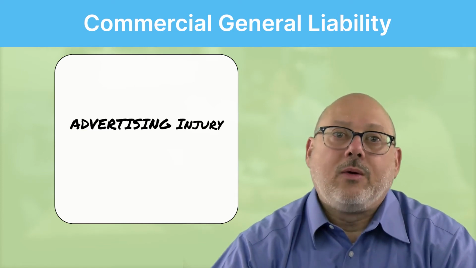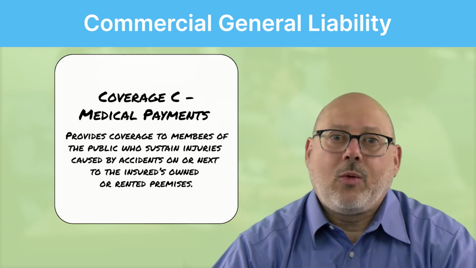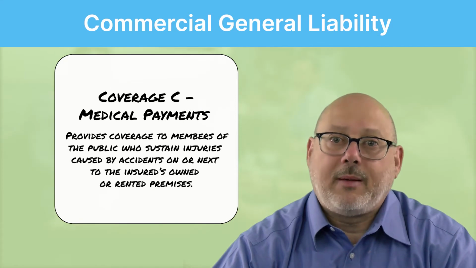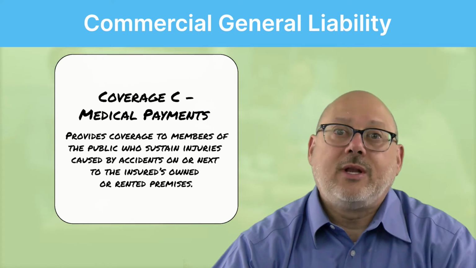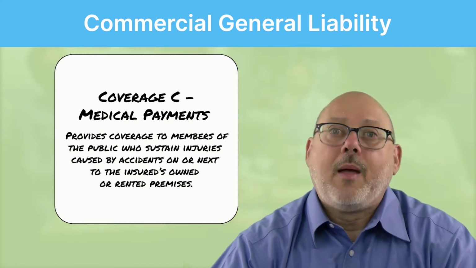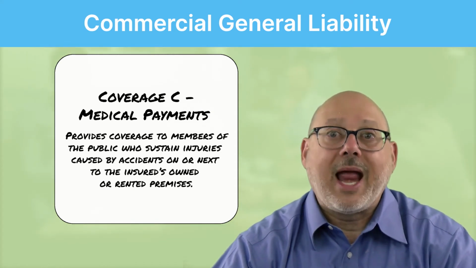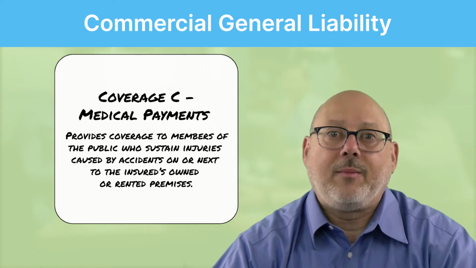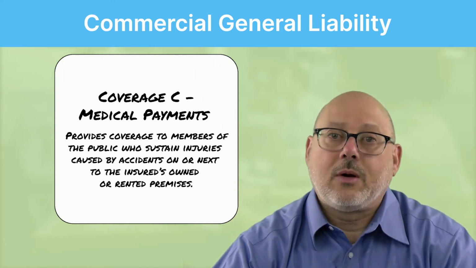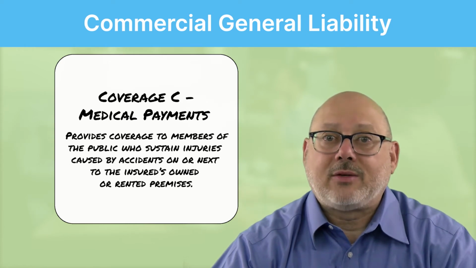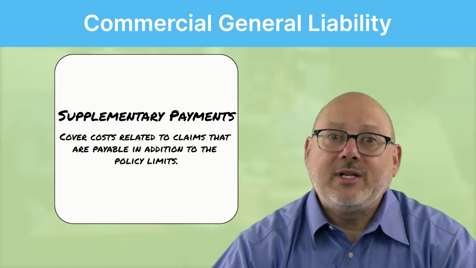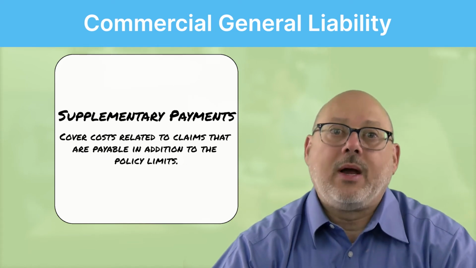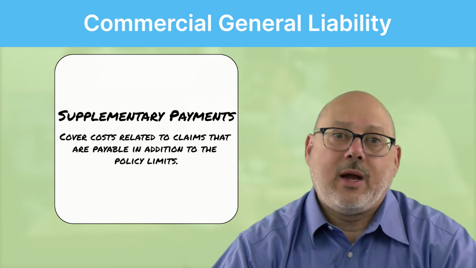And now here we go to Coverage C, medical payments. Coverage C, medical payments, provides coverage to members of the public who sustain injuries caused by accidents on or next to the insured's owned or rented premises. Payment is extended to the injured party irrespective of any legal liability on behalf of the insured. A base limit of $5,000 applies. Keep in mind, MedPay claims must be incurred and reported to the insurance company within 1 year of the date of accident.